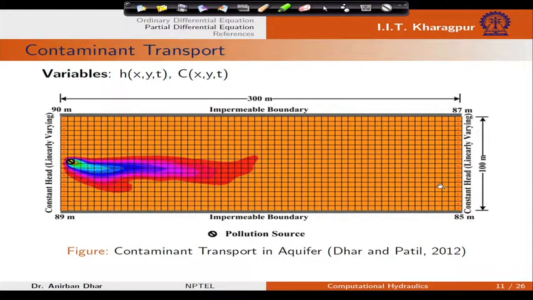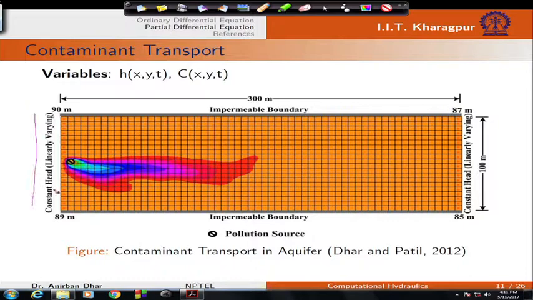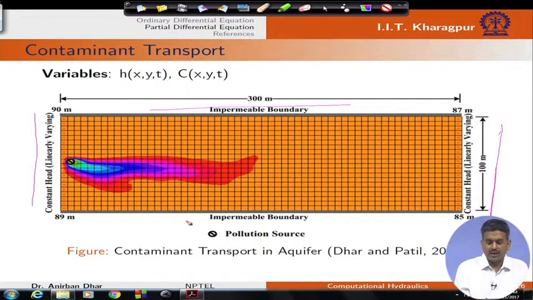So, if we talk about contaminant transport, in that case again your left and right boundaries are constant head, which is linearly varying from 90 to 89 and 87 to 85, and these two boundaries are impermeable or Neumann boundaries, and we have a sourcing term available at this location. So, water or contaminated water is injected within the system.